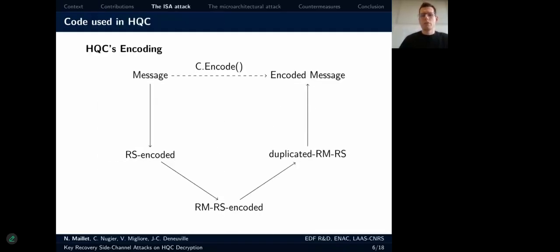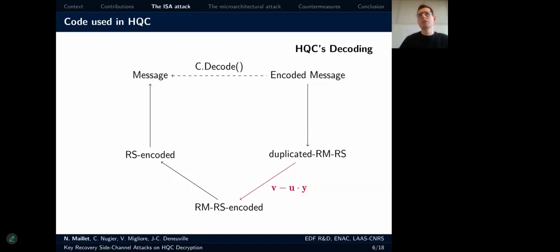And if we start with the architecture level attack, well, we can dive a bit deeper in HQC's code. So HQC's encoding takes a message and applies some Reed-Solomon code. Then it encodes it with a Reed-Muller code, as it's concatenated and duplicated. The decoding part of HQC is just the other way around, right?